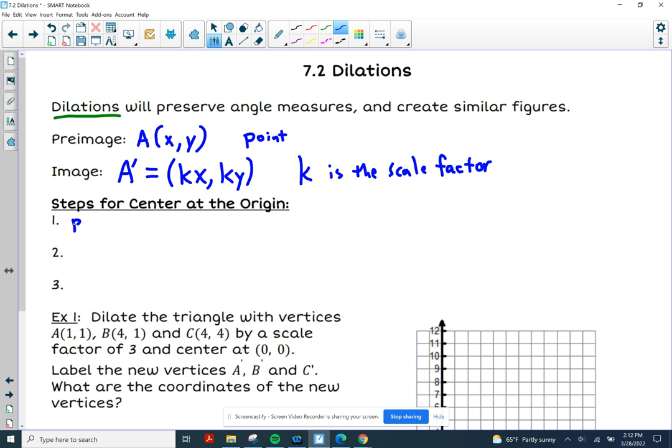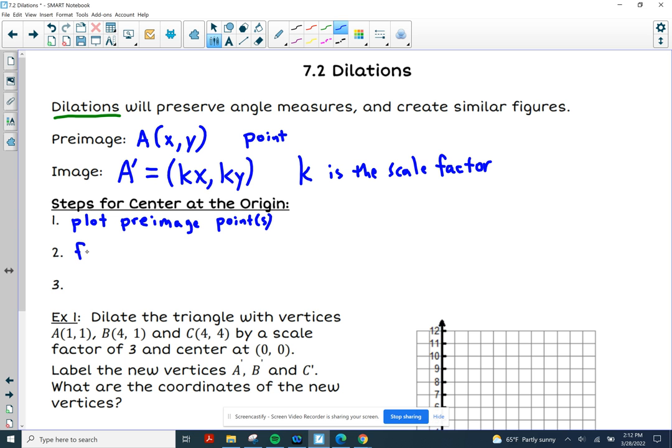So first thing we're going to do when we're performing a dilation is plot the pre-image point or points. Most of the time we will have more than one. And in the examples we do, we're going to do a dilation on a triangle and then on a quadrilateral. So we'll plot the important points, which will be the vertices, the corner points. We'll plot the pre-image points and connect them to create our triangle or quadrilateral, whatever we have.